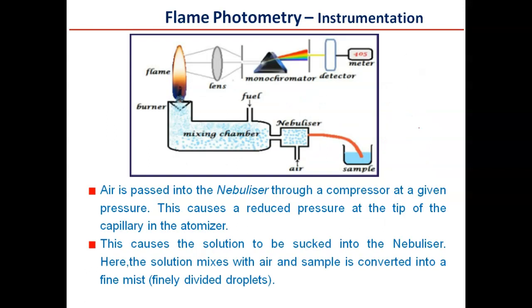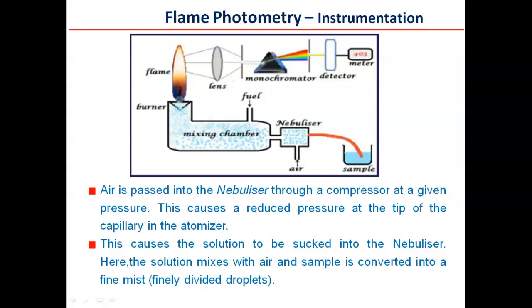So we'll see the instrumentation here. It's very simple. We just need to take the sample solution and make it into a mist or aerosol. Once we have the aerosol, we mix it with the fuel, and this fuel is introduced into the flame, and the remaining things we know. So we'll see one by one here. Here is a sample in the beaker, and here is one part, the nebulizer, and this nebulizer has a compressor.